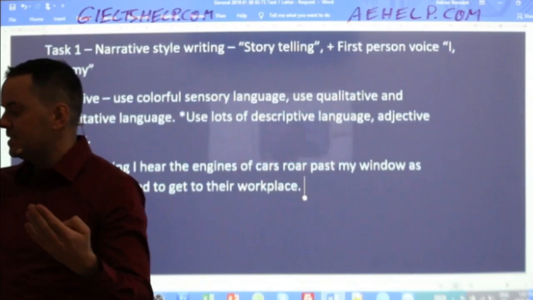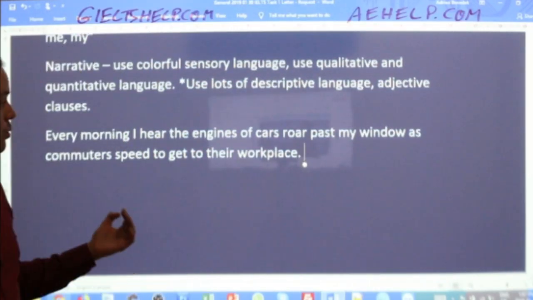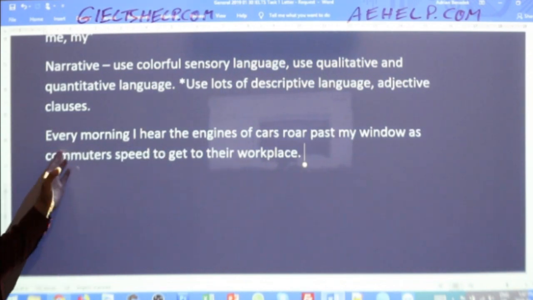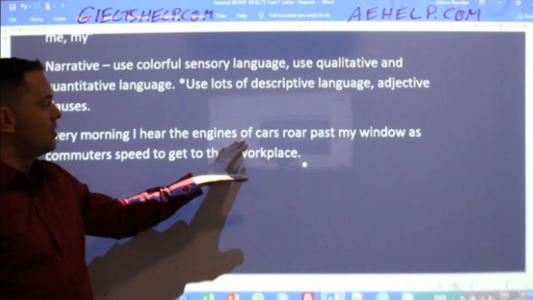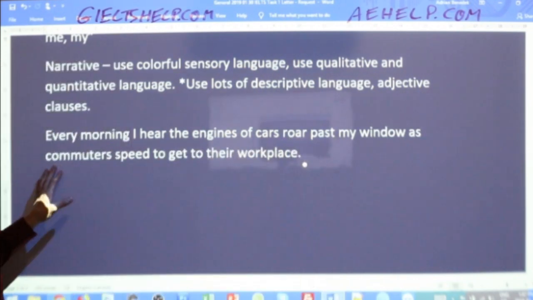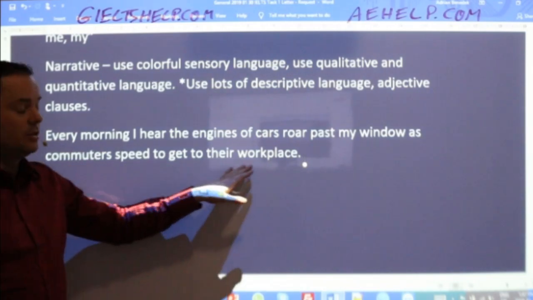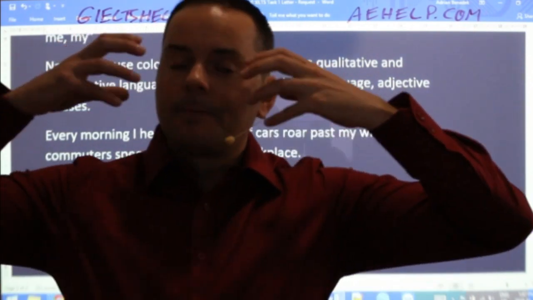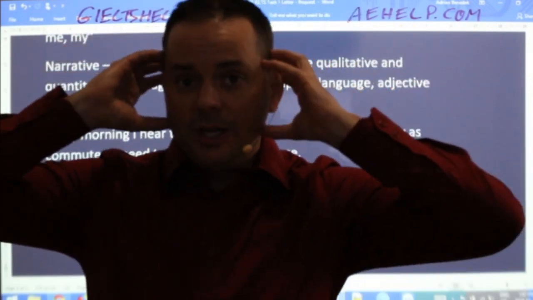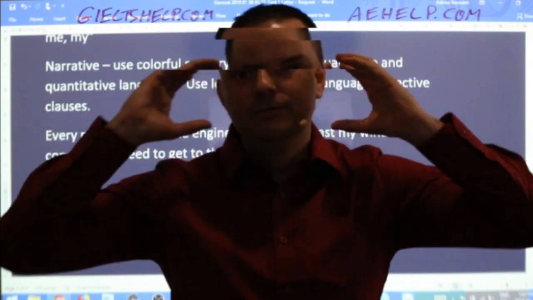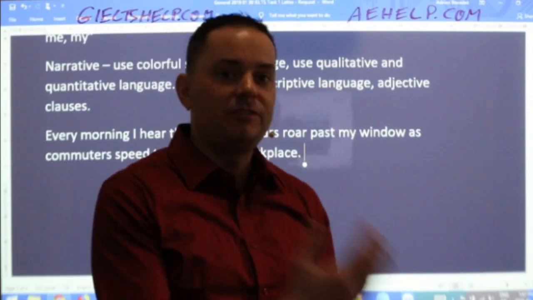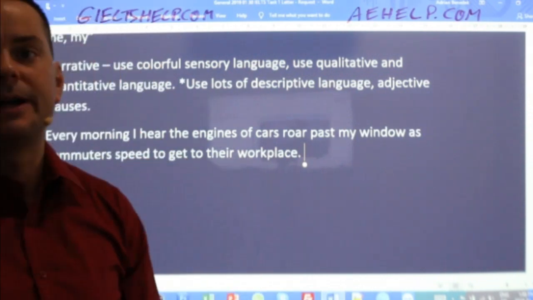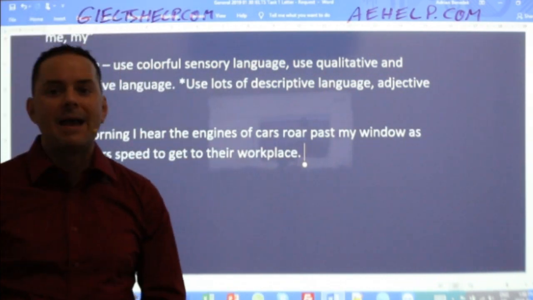So when I'm expressing to the government worker my experience in the situation, I can use this type of sensory language. Every morning I hear the engines of cars roar past my window as commuters speed to get to their workplace. So here, when a reader reads this, we can sympathize, and we may be able to hear in our ears the vroom roar of those engines as they fly past this playground, okay? So that's the kind of language that will get you points. They will get you band scores, all right?